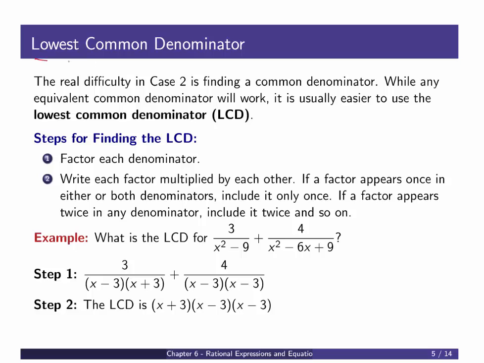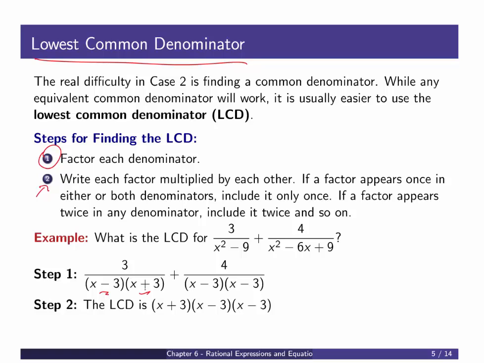So I'm going to walk you through how to do just that, just the LCD part first. Like I said, you're going to factor first, and step 2 here is a bit confusing. This would be an algorithmic approach to finding it. By inspection, it's quite easy, but basically you write each factor multiplied by each other, just like down here. If a factor appears once in either or both denominators, you include it only once, but if it appears twice, then you include it twice, and so on.